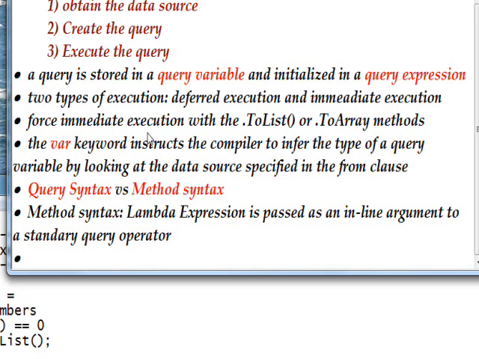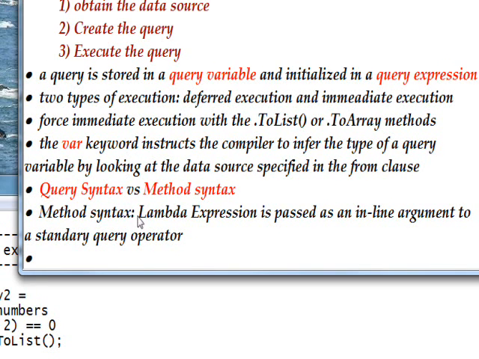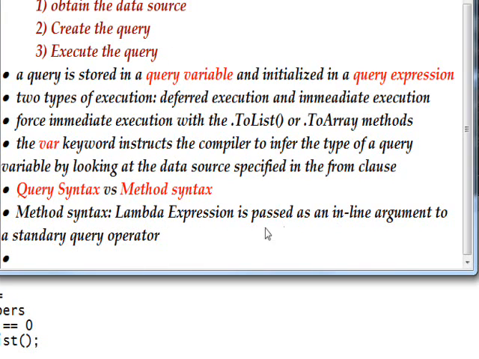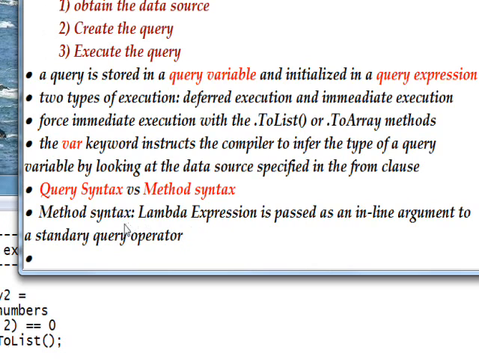And there are two types of Linq syntax: query syntax, which is basically what we've been looking at so far, and method syntax. And method syntax is what I really needed to solve the problem I was talking about at the beginning, where I needed to sort a collection on one field. So with the method syntax, you basically have a lambda expression that is passed as an inline argument to the standard query operator.